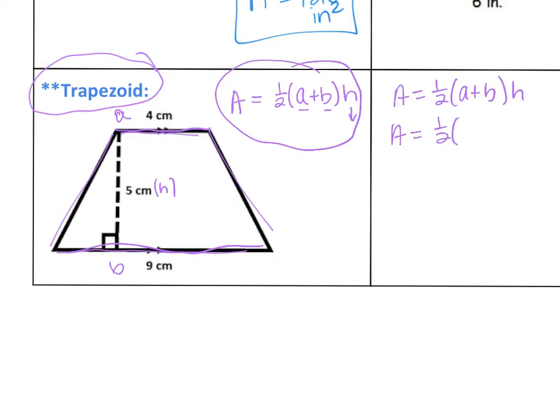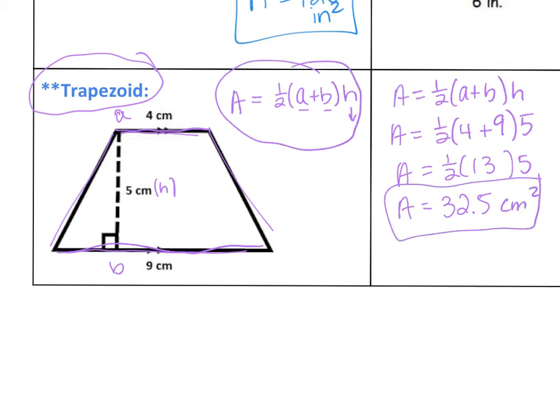Area is equal to 1/2. So A would be 4 plus B would be 9, and then times 5 of the height. So area is equal to, let's do 1/2 times 9 plus 4 is 13 times 5. So we do 1/2 times 13 times 5, 32.5. So 32.5. And that would be centimeters squared.